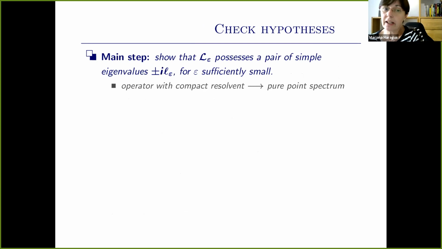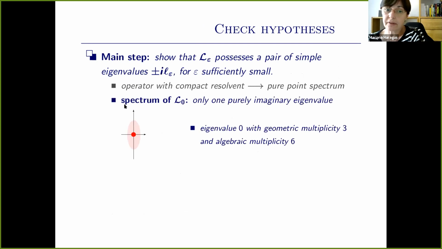So very briefly, how do we show the existence of this pair of simple eigenvalues? The idea is to use a perturbation argument. We start from the fact that we can explicitly compute the spectrum of the leading order part, the constant coefficients part of the operator. And it turns out that this operator has only one purely imaginary eigenvalue, which is 0. The bad news is that it has algebraic multiplicity 6. So when you perturb such an eigenvalue, then you may have 6 eigenvalues moving around in the neighborhood of 0.